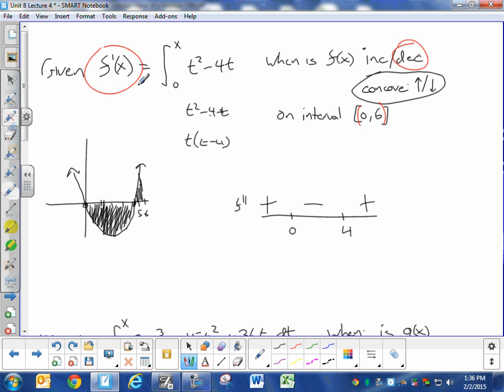Okay, the concept should make sense. It's like f prime is going to be the accumulated area. It's all going to be negative until we get to 6. For the concavity, we analyze the signs of f double prime. We are concave down until 4. We are concave up after 4.